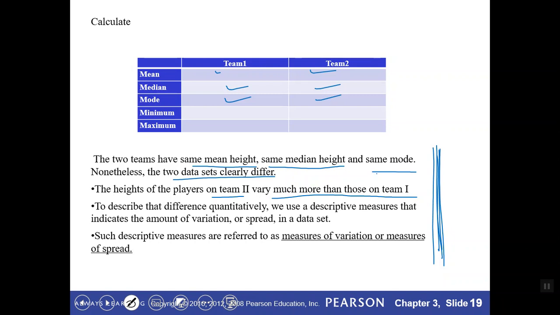To describe that difference quantitatively, we use descriptive measures that indicate the amount of variation, or what we call spread, in a data set. So we use that difference, or range, to mention the variation of this data set. Such descriptive measures are called measures of variation, or measures of spread. We will talk more about measures of variation in the next video.